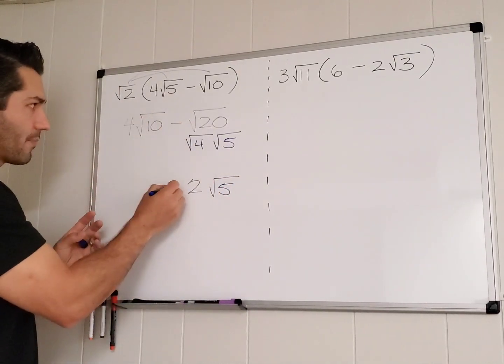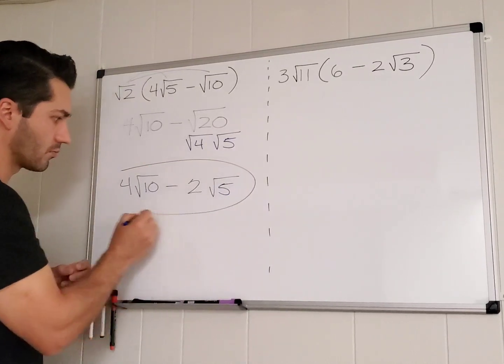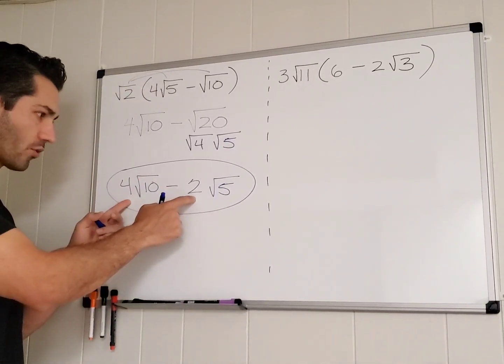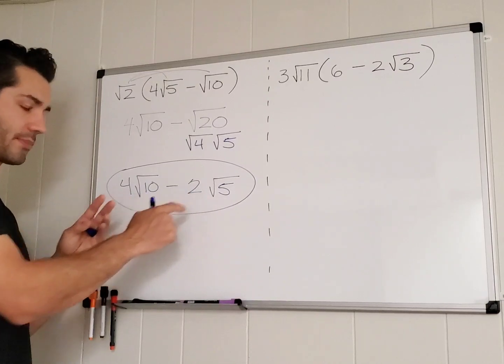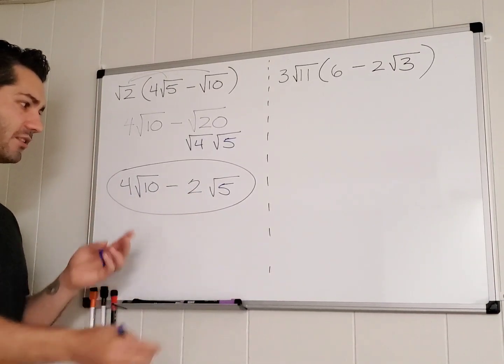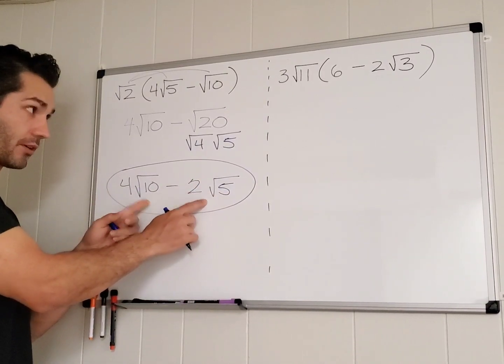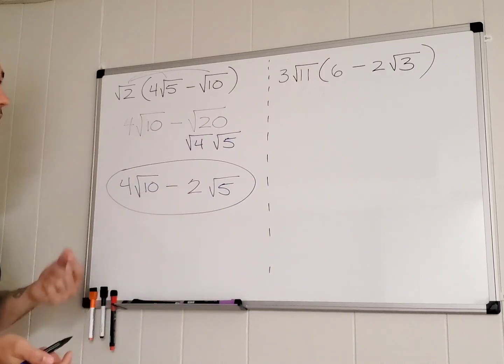Bring down all this other stuff that I couldn't do anything with. And that's your answer. You cannot go further. Do not actually subtract 4 and 2 and 10 and 5. These are not subtracting. These are not like terms. Remember from the last video of adding, subtracting, you can only add and subtract like terms. So this stops here, and you're done. That's not terrible. If you look at the amount of space it took up, not a ton.